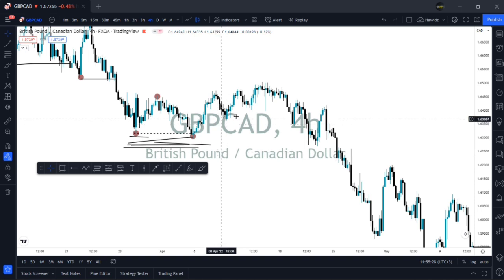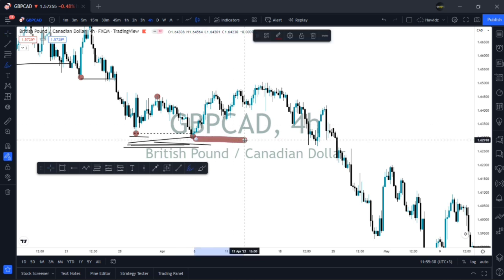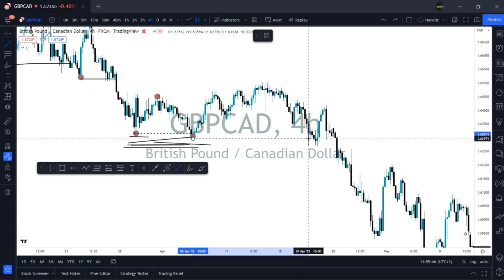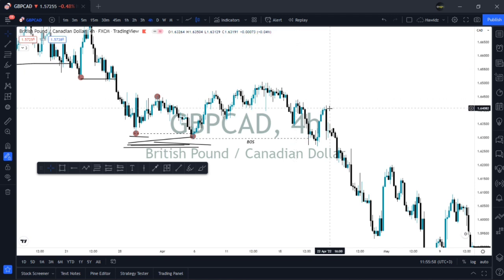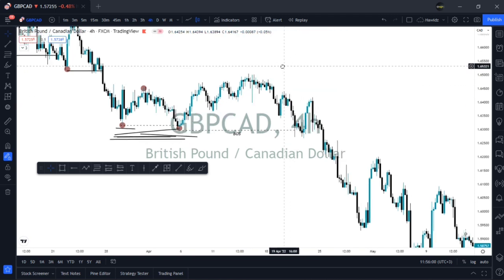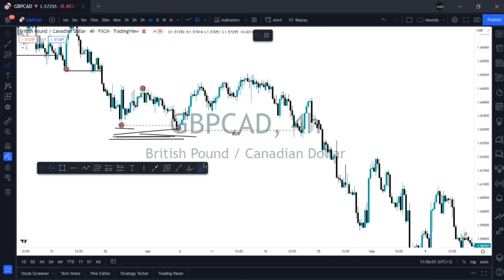Okay, so price engineers this move here, and then look at what happens, guys. We now have a breaker structure here. Okay, so let's put a straight line here, and we now have a breaker structure here, right? With this move here, as you can see, the body clearly closes below. So with this breaker structure, it clearly means that price is now returning to its original trend.